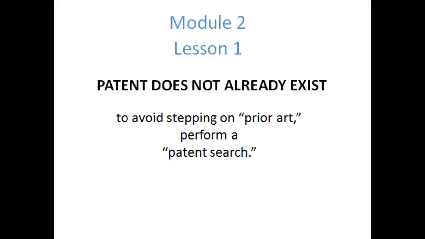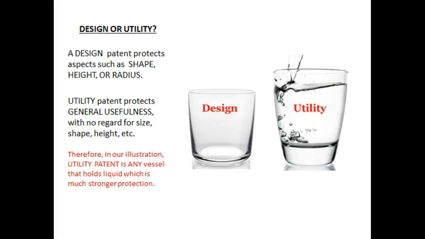First, however, we need to take a side trip to really understand two basic patent types: design patent and utility patent. The question is, is it a design patent or a utility patent that you seek? On this slide, you see two glasses, which will provide a good illustration of the fundamental difference between a design patent and a utility patent.